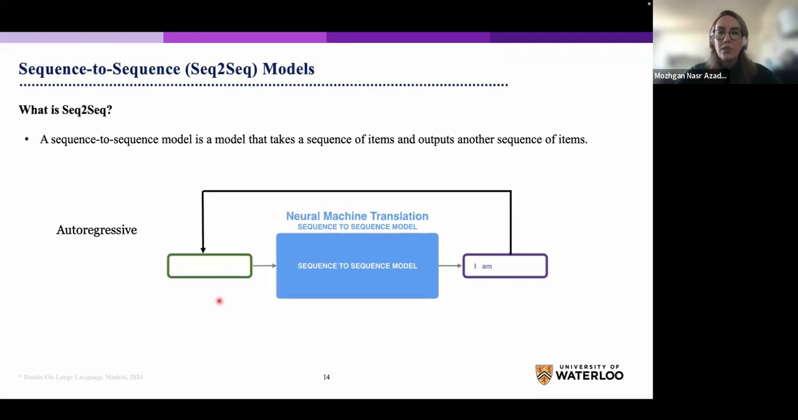So what are sequence to sequence models? These models, as we talked about earlier, get a sequence of items as an input and generate another sequence of items as an output. So here I am showing an example from machine translation.